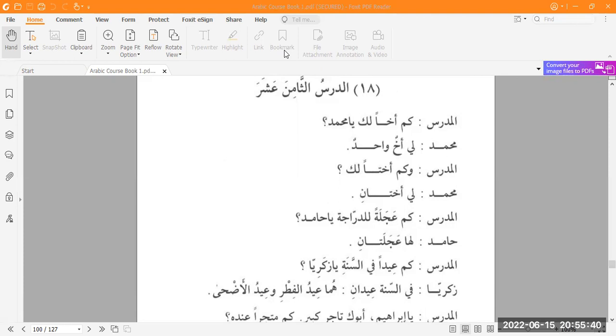So the teacher is still speaking to Muhammad and he asks him, كم عجلة للدراجة؟ How many عجلات are there on the دراجة؟ Now, what is the daraja? We did do it previously. Daraja means a bicycle. And ajala means a wheel. So how many wheels are there?